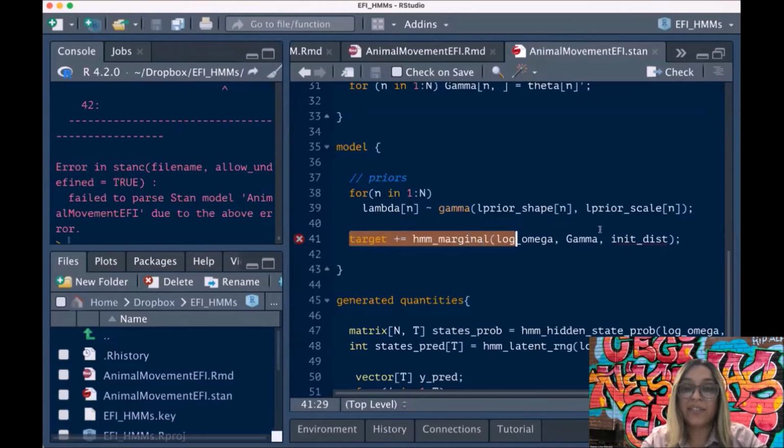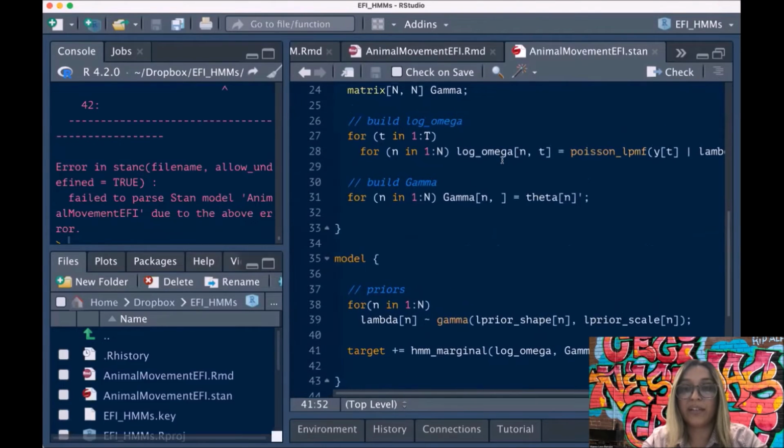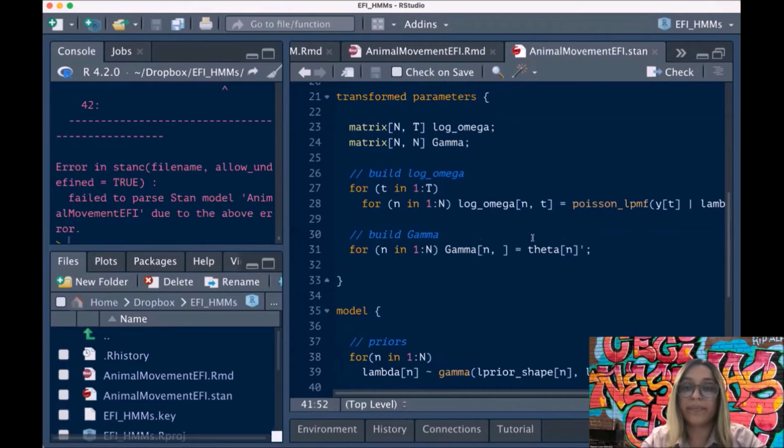And the key difference from CmdStanR and RStan is that all we need to do is write hmm_marginal. We input log omega, gamma, and the initial distribution. Okay. So a lot of the setup is here in the transformed parameters block.